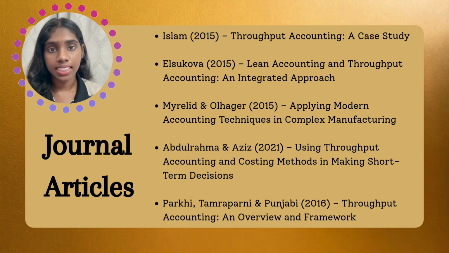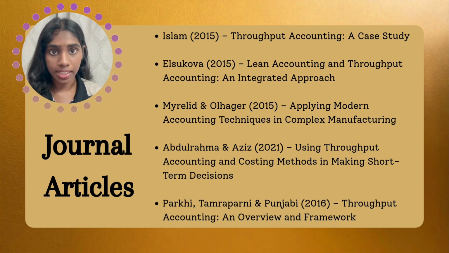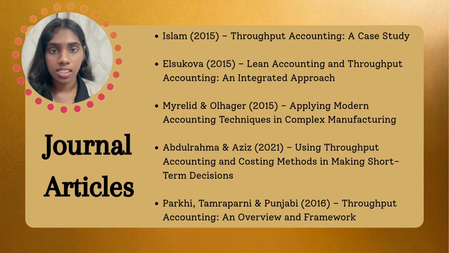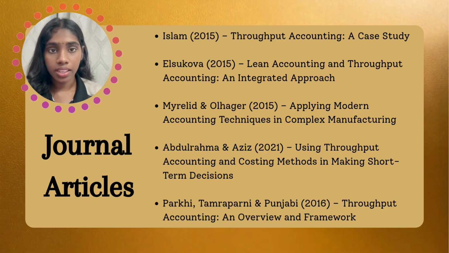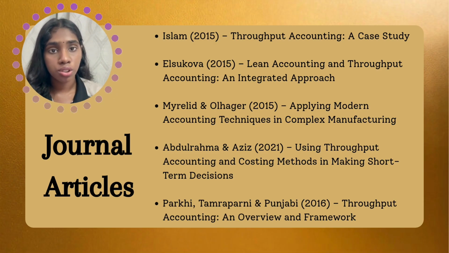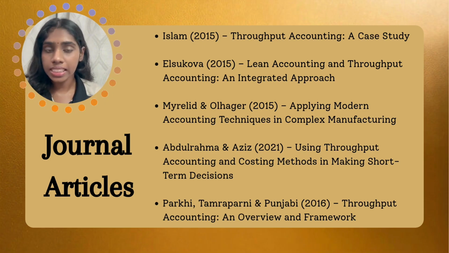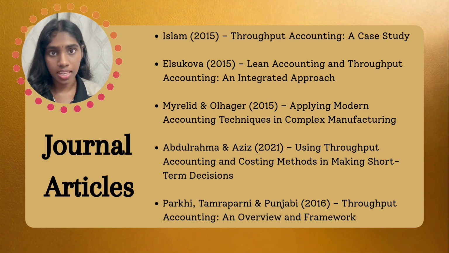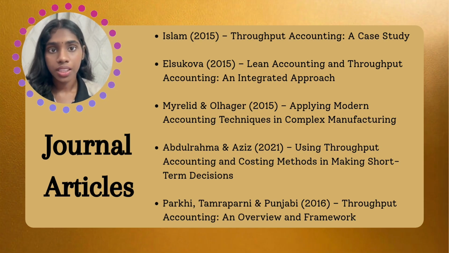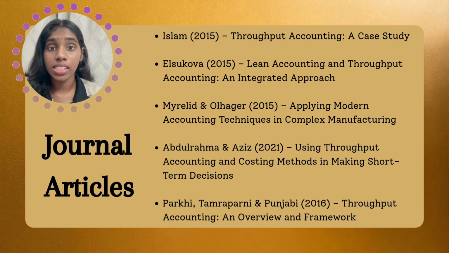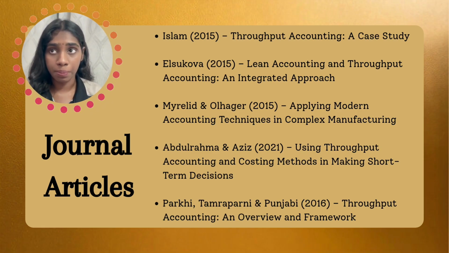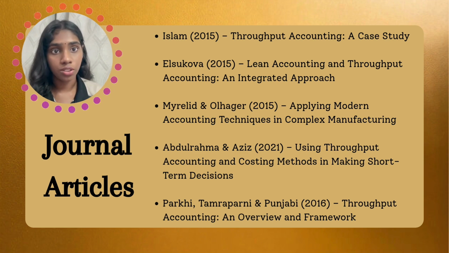The fourth article is Using Throughput Accounting and Costing Methods in Making Short-Term Decisions by Abdul Rahman and Aziz. This research compares throughput accounting with conventional costing methods in a beverage manufacturing company. The results show that throughput accounting provides better information for short-term decision-making and helps increase throughput and profitability. However, the research only focuses on one specific industry, which is the beverage industry. Therefore, it cannot be applicable for many other industries.